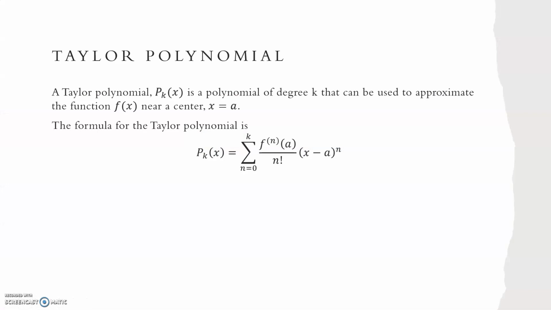This is a formula for a Taylor polynomial. The degree of the polynomial in this example is k. So that tells us the degree of the polynomial that we're going to use. And we're going to use it to approximate some function near some center, x equals a. So I'm going to go through this a little bit. Each term of our polynomial is going to have a factorial in it, a derivative in it. This notation again means the nth derivative.